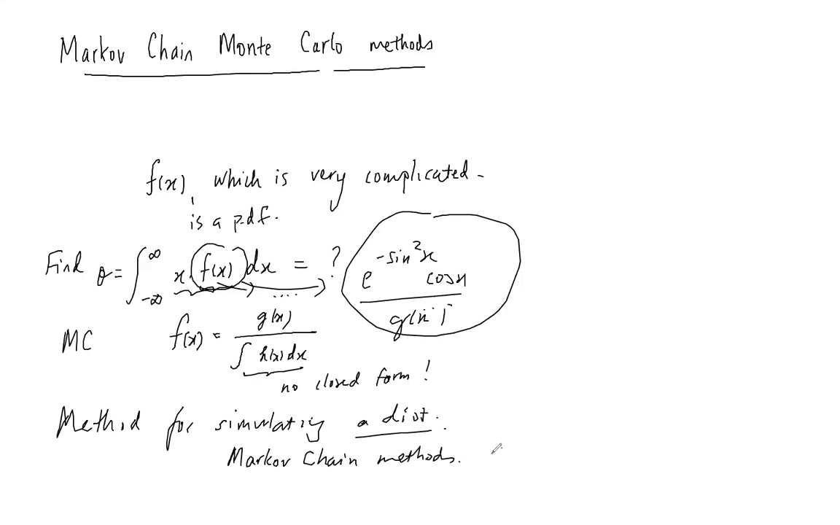Right, so there's a kind of dependence, okay? There's a kind of dependence between consecutive values simulated, okay? Right, so now I'm going to give you an example. Let's look at an example, okay?